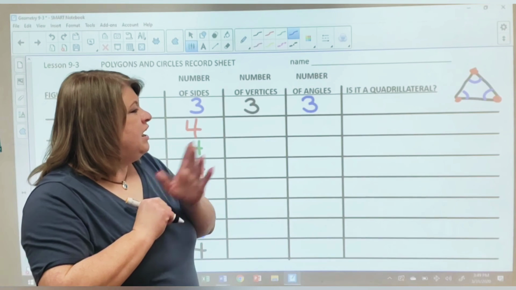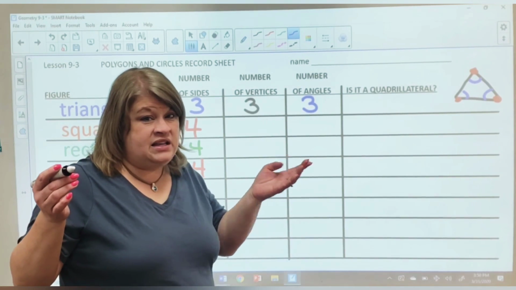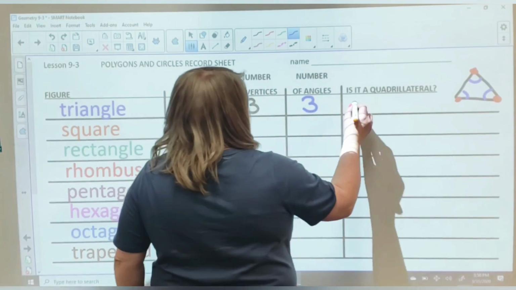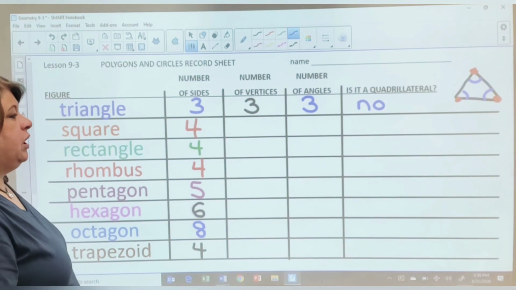There are 3. Is this a quadrilateral? What does quadrilateral mean? Quad means how many sides? 4. Does this have 4 sides? It's not. So no, it is not a quadrilateral. All right, let's move on.